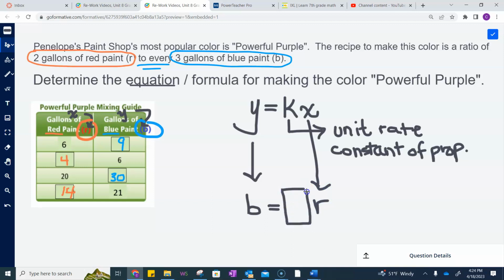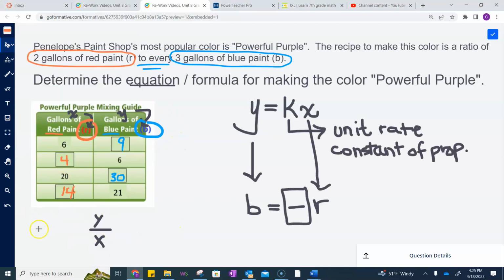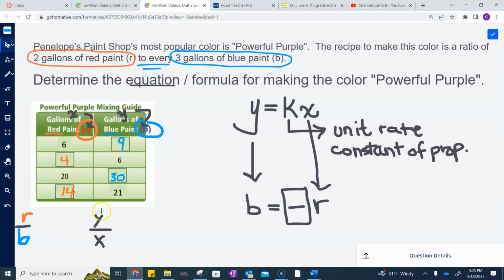And then we have to figure out that constant of proportionality, our unit rate. Well, they give it to us again in the reading. It's 2 gallons of red to every 3 gallons of blue. But we have to be careful because they gave it to us in the order of x to y, which was red to blue. And that is not our k value. Remember, our k value needs to be y to x. So we have to flip that over. So it's going to be 3 to 2.